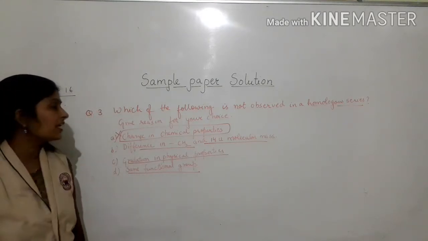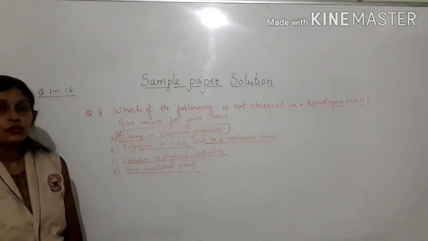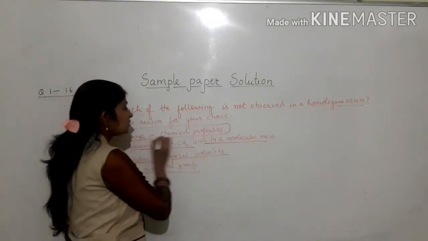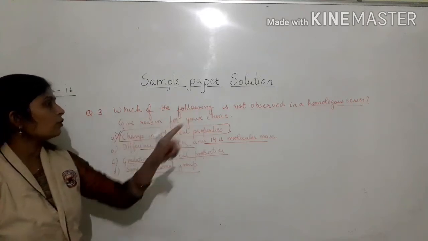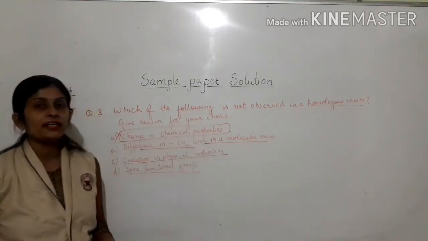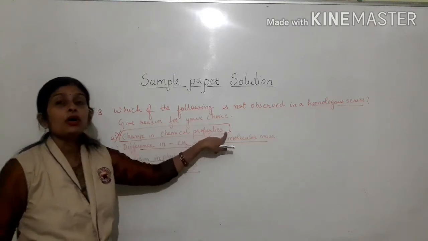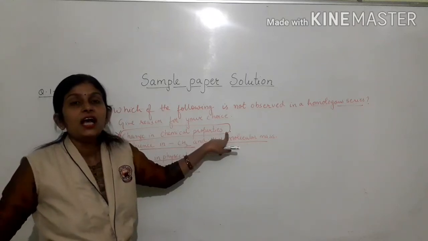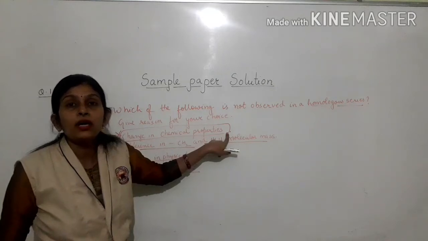So if they have same functional group, then they have same chemical properties. So they will not be different in chemical properties. So this is not observed in homologous series. So what is not observed in homologous series? Change in chemical properties is not observed in homologous series, because all the organic compounds of a homologous series are belonging to the same functional group or class.